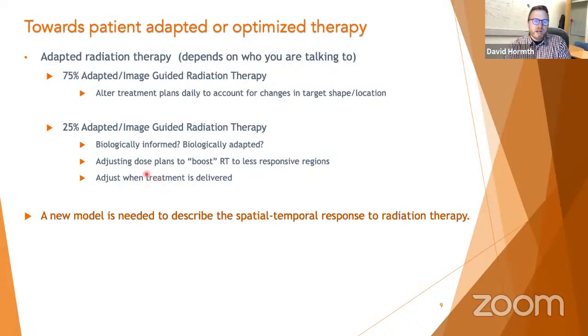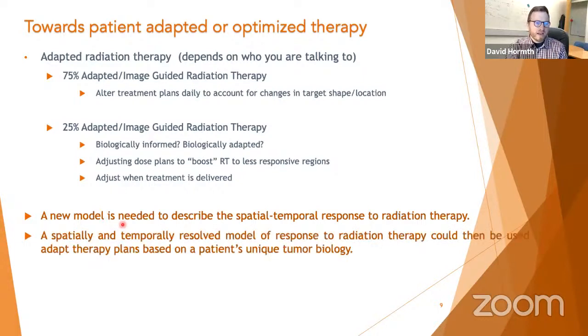So to be able to perform these adaptive radiation therapy plans that account for a patient's unique tumor biology, we are in need of a model of the spatial and temporal response to radiation therapy. My hypothesis is that if we have this spatial temporal model of response to radiation therapy, we could then use this to simulate in silico different treatment plans and adapt the overall radiation therapy plan that is going to be specific for this individual patient's tumor biology.